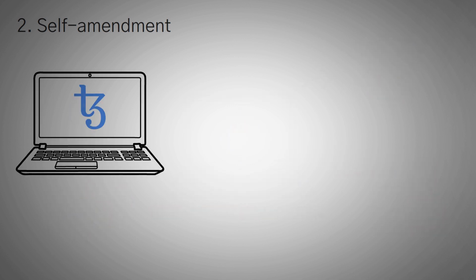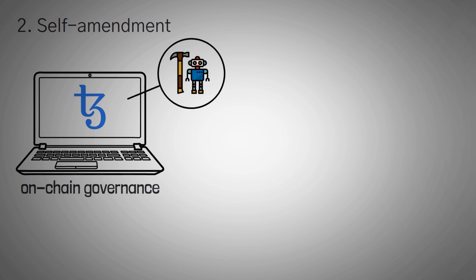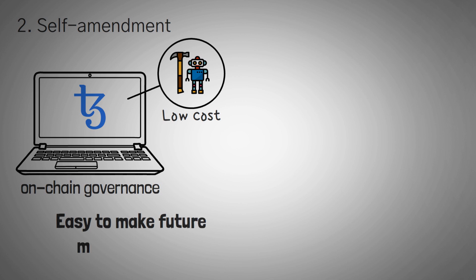Well, the team at Tezos created an on-chain governance system that features self-amendment to cut down the coordination costs that come along with upgrades to a blockchain network. This is a fancy way of saying it is very easy to make future changes to the blockchain, as opposed to the lengthy forking process that other blockchains have to do.